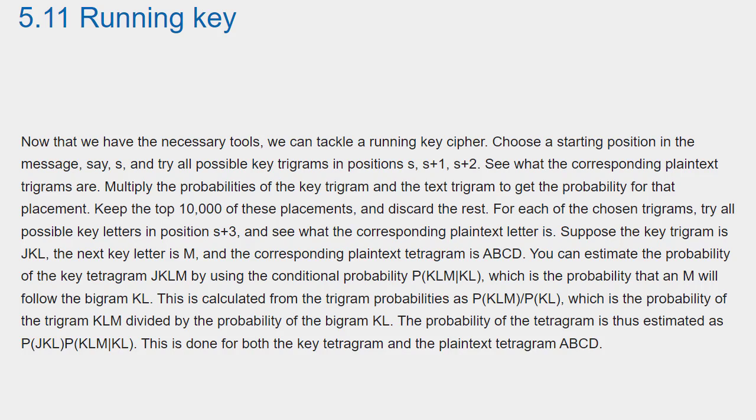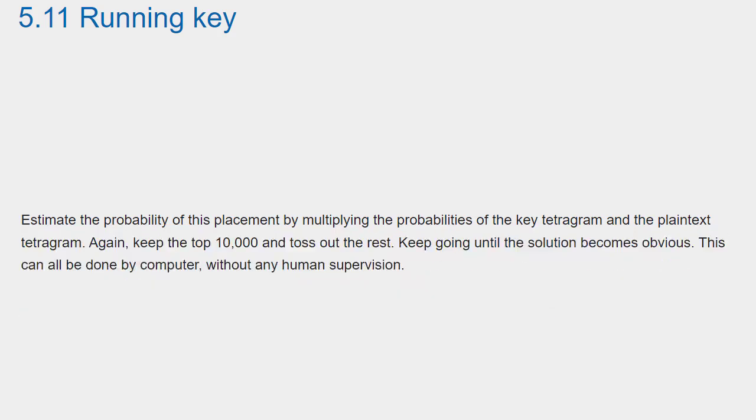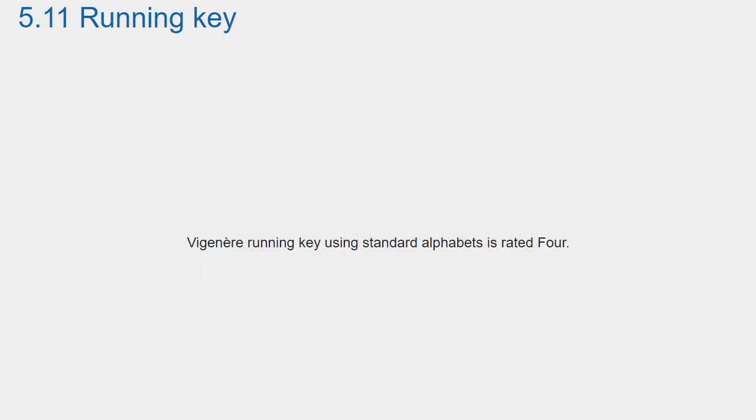This is done for both the key tetragram and the plain text tetragram ABCD. Estimate the probability of this placement by multiplying the probabilities of the key tetragram and the plain text tetragram. Again, keep the top 10,000 and toss out the rest. Keep going until the solution becomes obvious. This can all be done by computer without any human supervision. Fictionnaire running key using standard alphabets is rated 4.